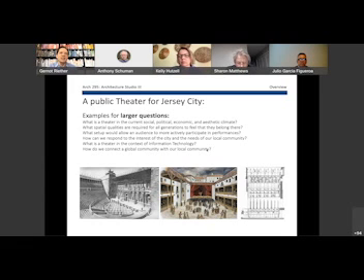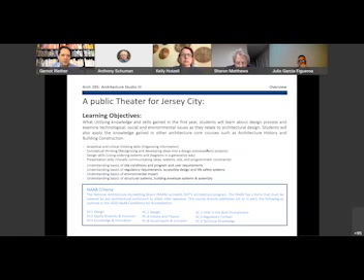We asked questions such as, what is a theater in the context of information technology? How can a theater connect to a global community, but also to a local community? And what is the role of a theater in today's social, political, and economic context?